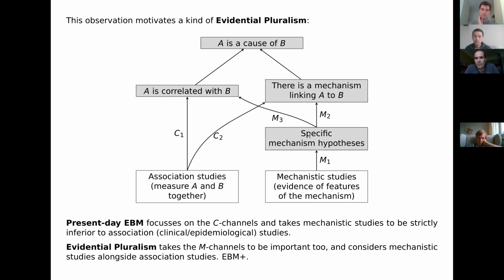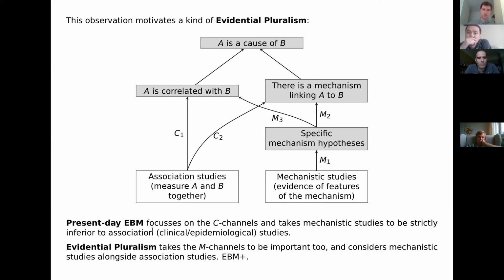There's another way of supporting the existence of the mechanism, and this is to hypothesize specific features of the mechanism complex and then confirm the existence of these features by mechanistic studies. And mechanistic studies look for evidence of underlying features of mechanisms, such as intermediary variables, entities, activities, and organization of the mechanism. So mechanistic studies are usually doing rather a different thing to association studies. They're looking at features of the underlying mechanisms.